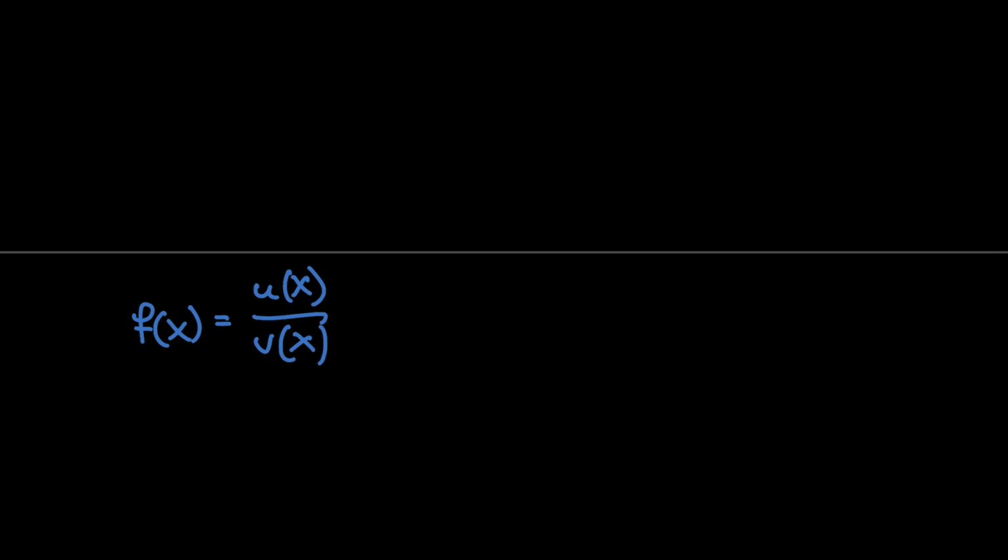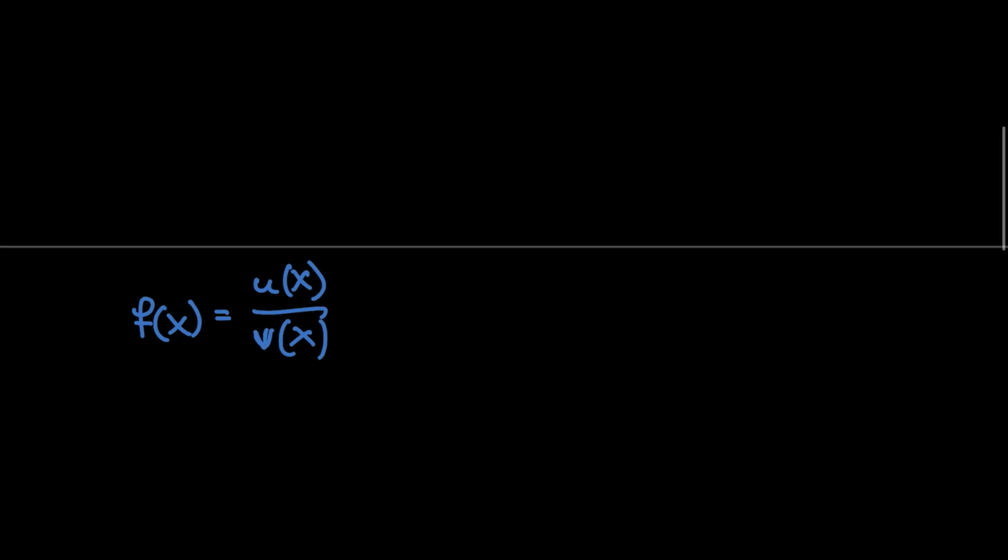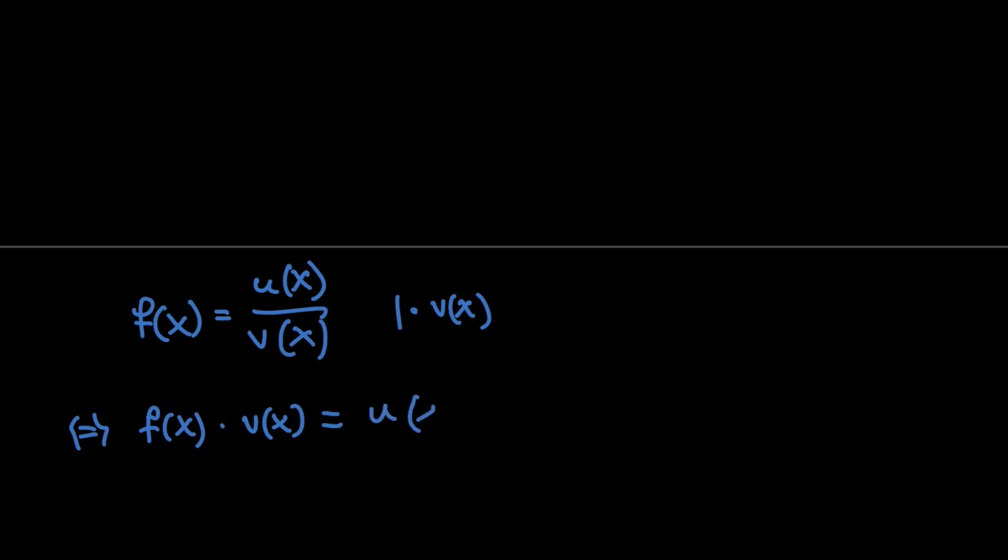And now I'm going to multiply both sides by v of x. The reason I do this is because then we're just going to get multiplications, and those are easier to work with and differentiate. So on the left-hand side, I'm going to get f of x times v of x. And on the right-hand side, I'm just going to get u of x, since I'm multiplying both sides by v of x, and the v of x's on the right side cancel out.